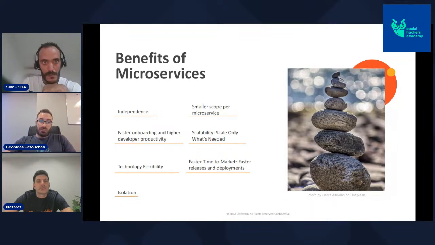As we have already mentioned, each service has its own release cycle and life cycle, and combined with the higher developer productivity due to the reasons that we have already mentioned, we can achieve a better time to market, meaning identified bugs and new features reach the final customer faster. So happier customers and happier product managers, I would say.